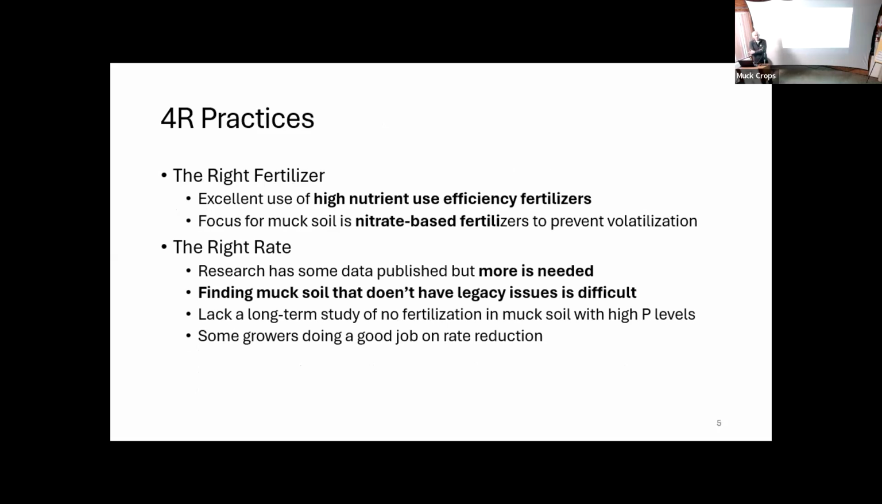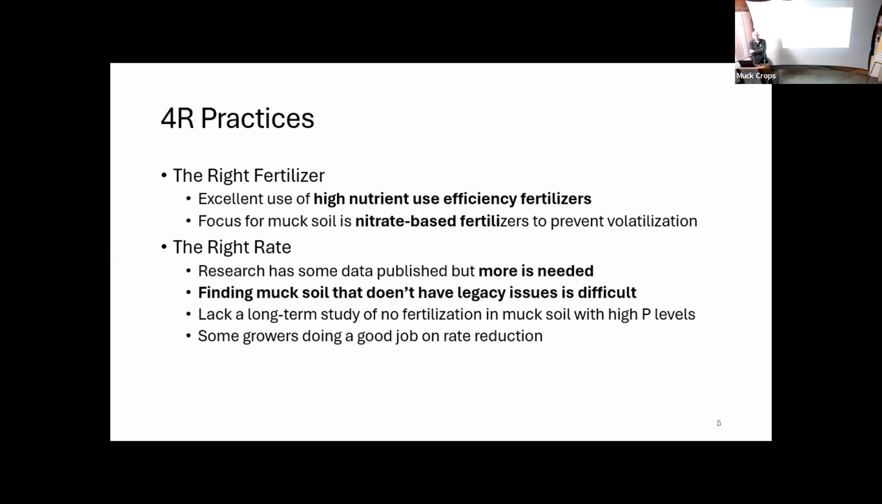The 4Rs are the right fertilizer source. So we found that there's excellent use of high nutrient use efficiency fertilizers. So things that stay in the soil and become available to the plant, as opposed to fertilizers that have easy propensity to leach or to be lost through volatilization. In the muck soils, we found that there's a high use of nitrate-based fertilizers to prevent volatilization. The urea-based fertilizers break down quickly.